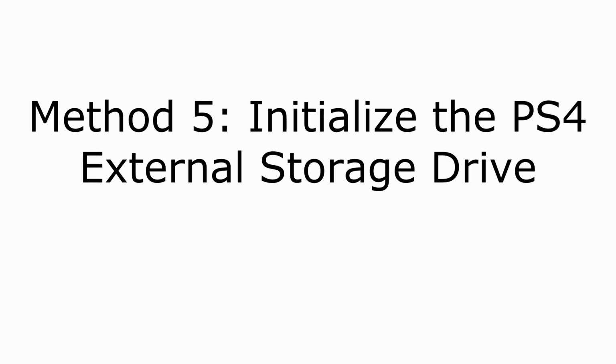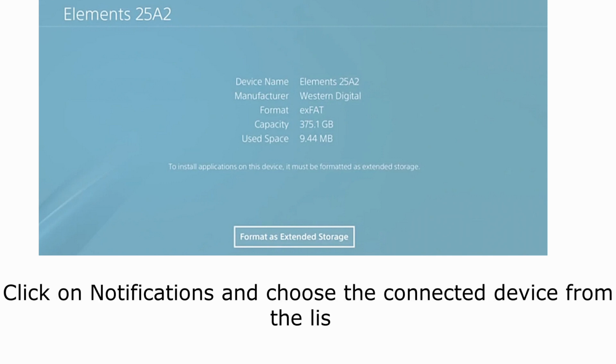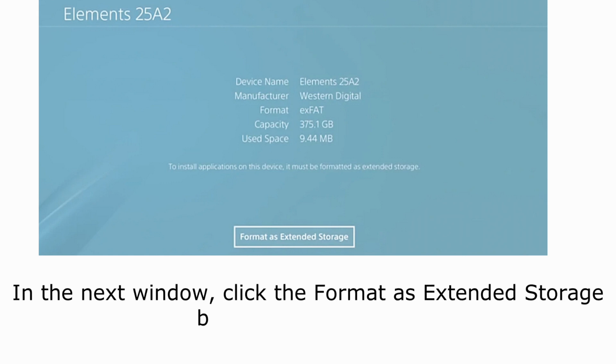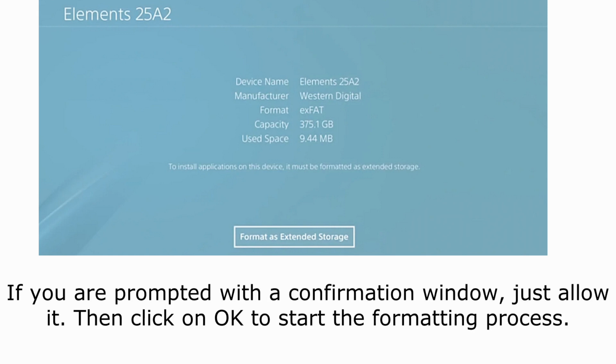Method 5. Initialize the PS4 external storage drive. Press and hold the PlayStation button on the controller. Click on Notifications and choose the connected device from the list. In the next window, click the Format as Extended Storage button and click Next. If you are prompted with a confirmation window, just allow it. Then click on OK to start the formatting process.